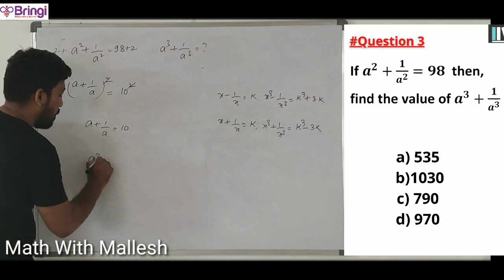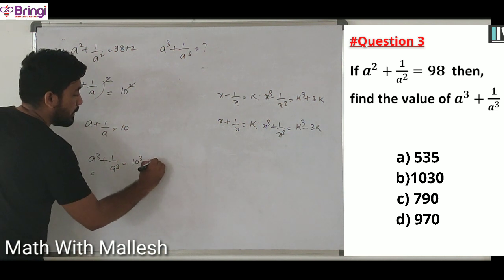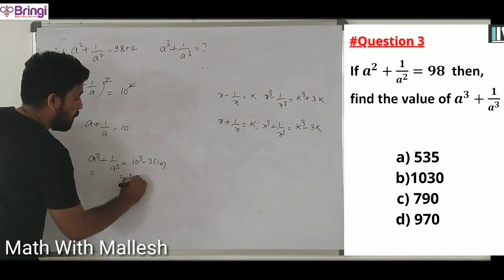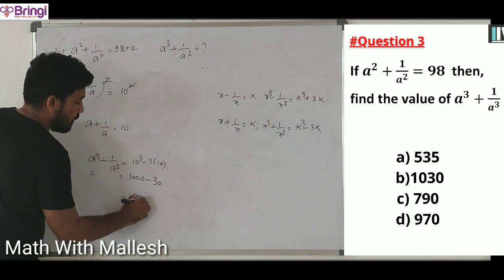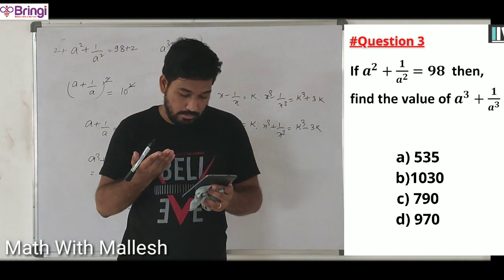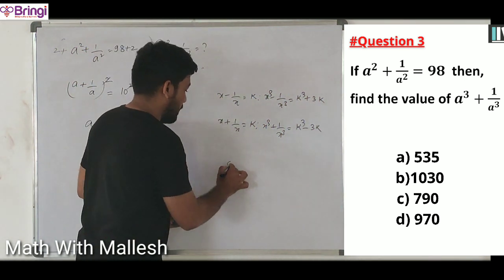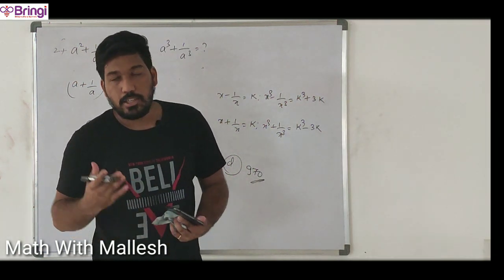So a cube plus 1 by a cube is going to be 10 cube minus 3 times 10, and 10 cube value is 1000 and 3 times 10 is 30, and together in total 970. So option D is the answer. Option D, 970 is the answer.